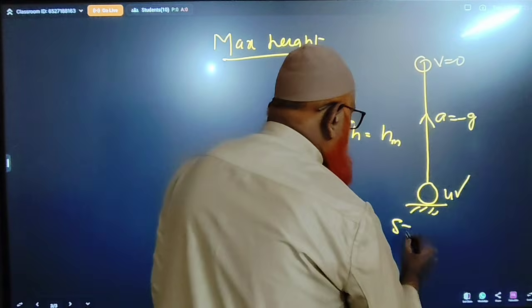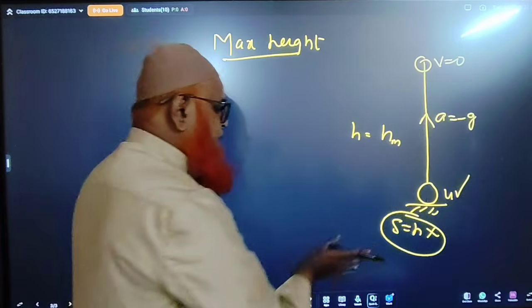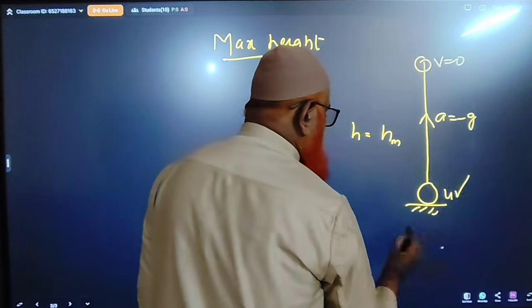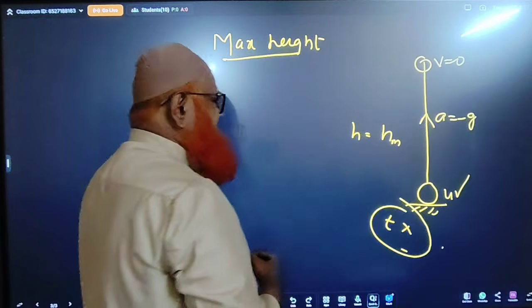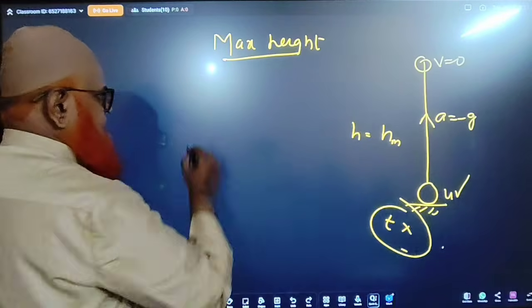Here there is no discussion of height and displacement. Sorry, I'm really sorry, there is no discussion of time here. Am I right or not? There is no discussion of time here. What is the formula you're going to select? Can you tell me? Yes.